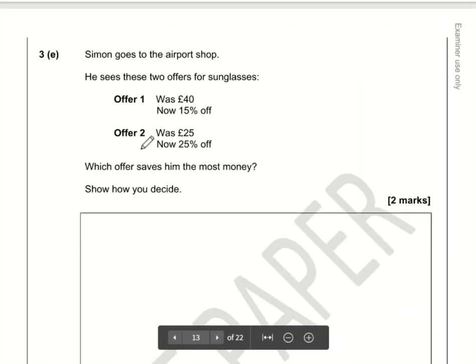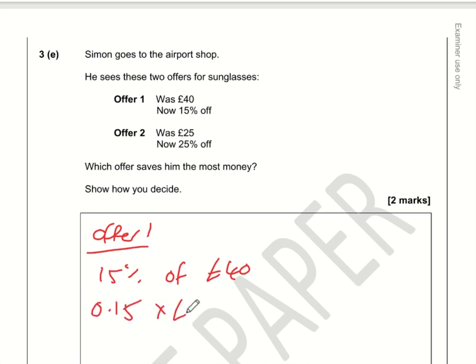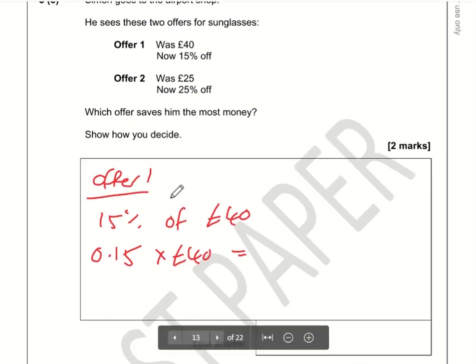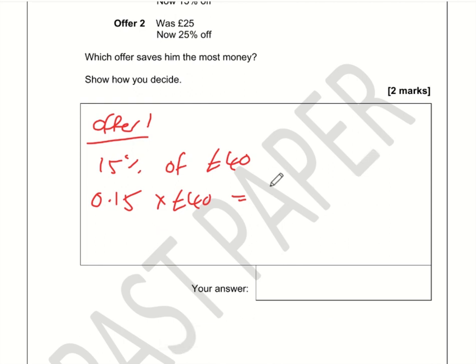Okay, so for this one, we're just working out which one gives you the bigger discount. So offer 1, we want to work out, well, what is 15% of £40? Now, to work this out on a calculator, I'm going to type in 0.15 times 40. 0.15, that is the multiplier for 15%. It is the decimal equivalent of 15%. It's 15 divided by 100, and that comes to a total of £6.